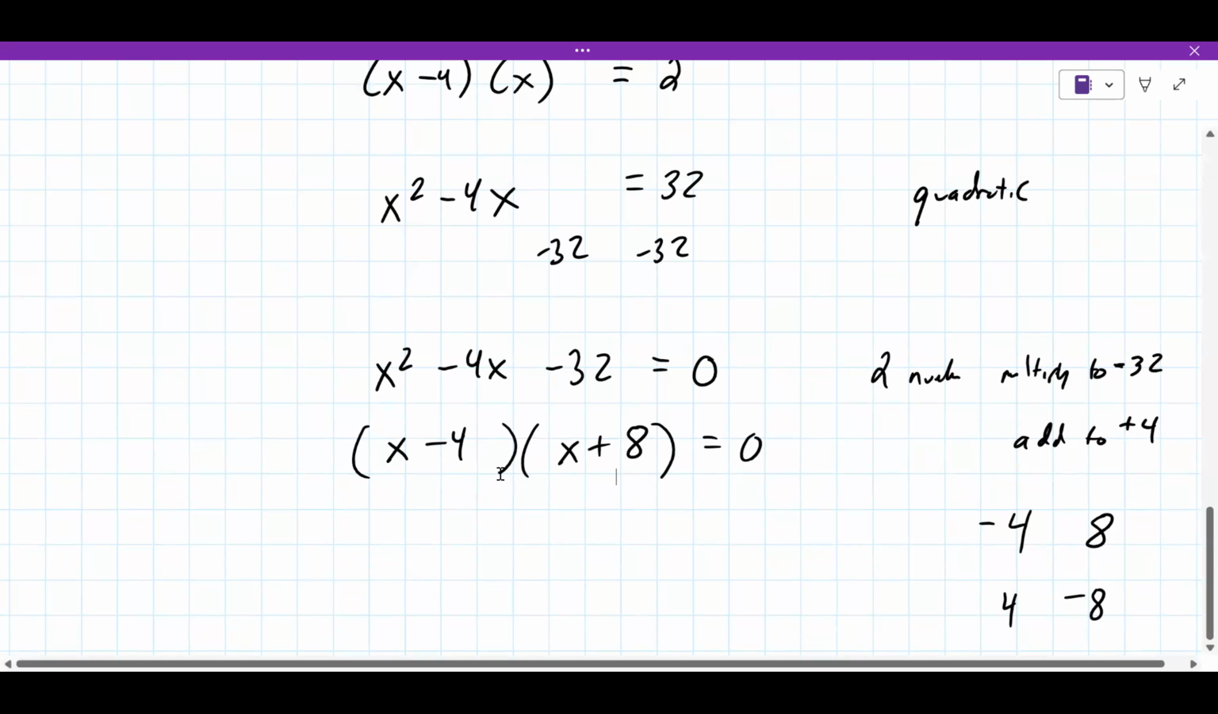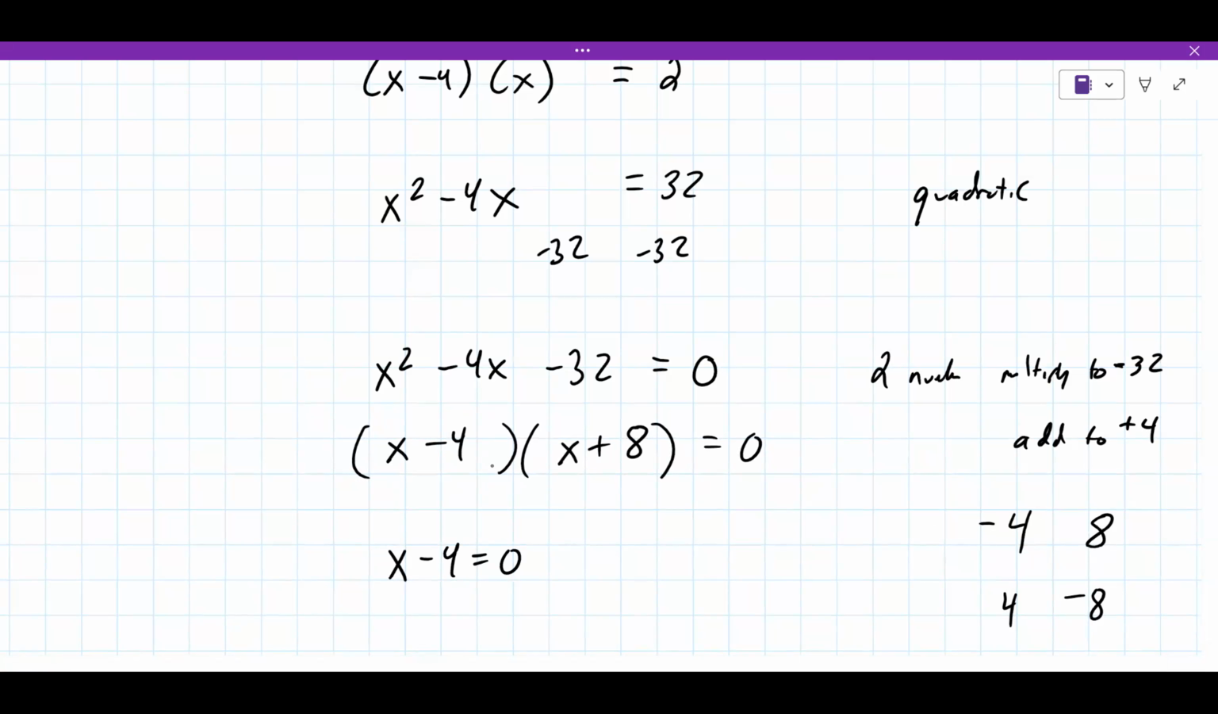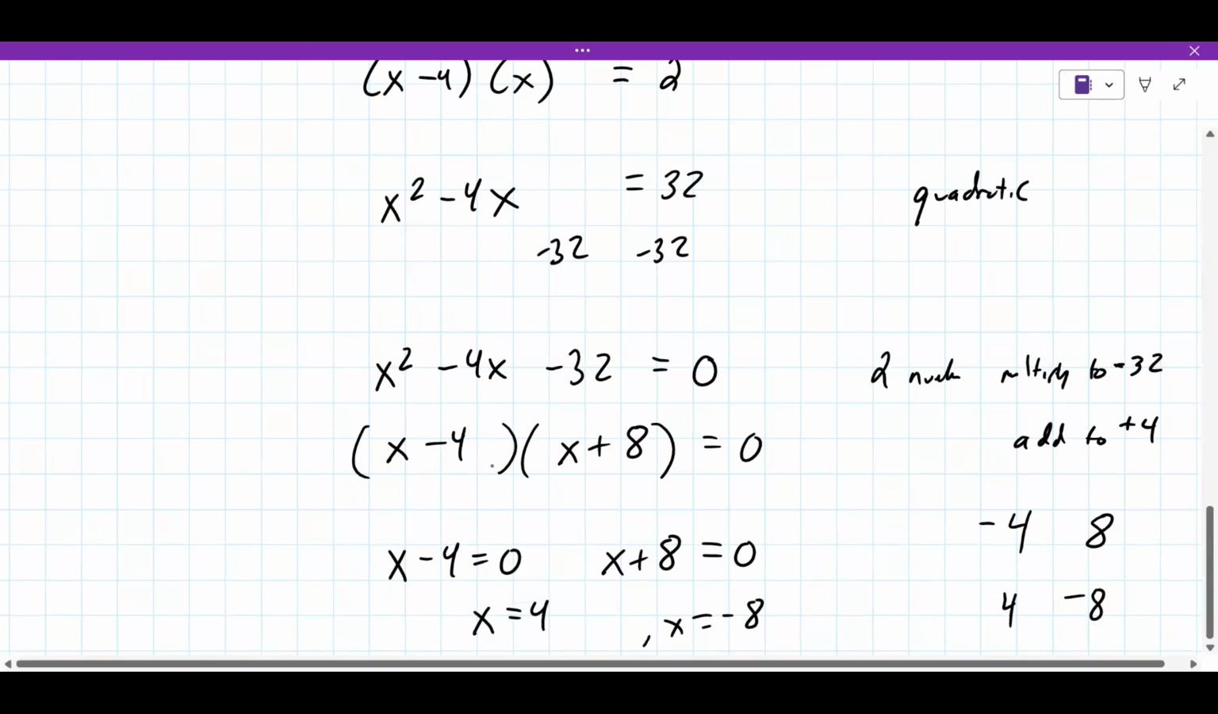Now, from here, you have to set each of these equal to 0. Okay, x equals 4 and -8. Got it. Yay. So now we do have to do a little bit more here because if you recall, we have to check our answers. We can't just say, oh, those are our answers. We're all good.